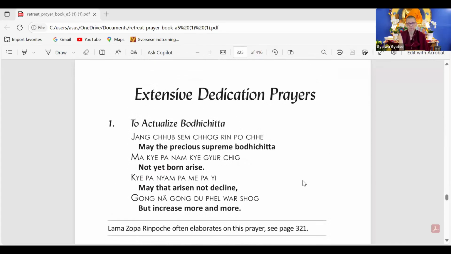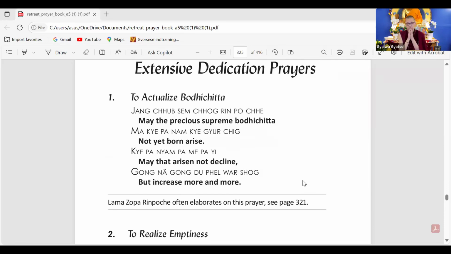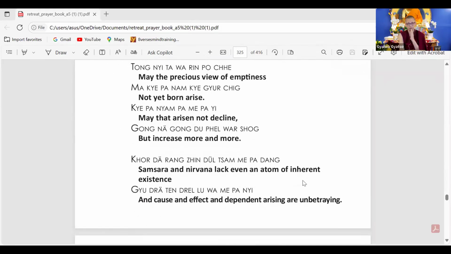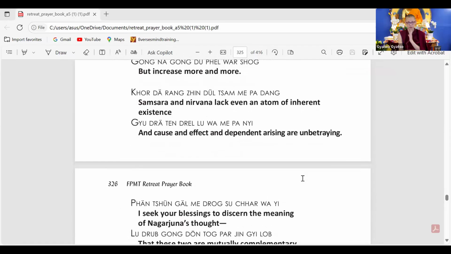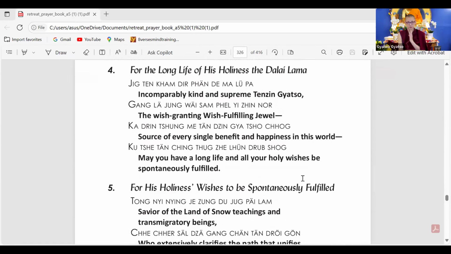May the precious view of emptiness not yet born arise. May that which has arisen not decline but increase more and more. For His Holiness's long life, incomparable, kind, and supreme Tenzin Gyatso, the wish-fulfilling jewel, source of every single benefit and happiness in this world, may you have a long life and all your holy wishes be spontaneously fulfilled.